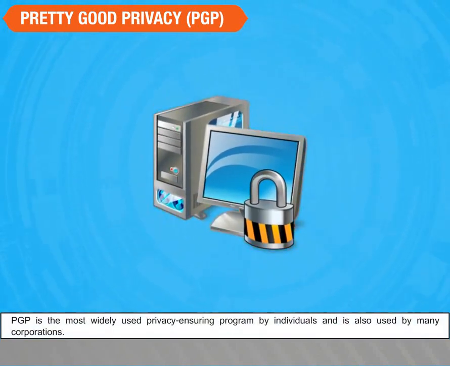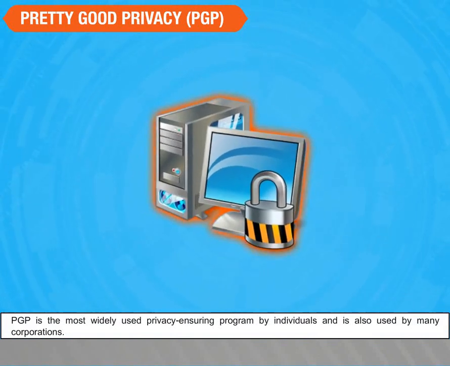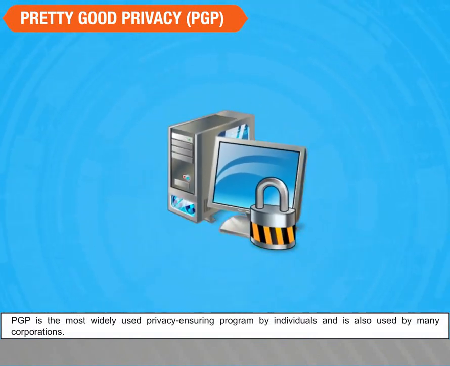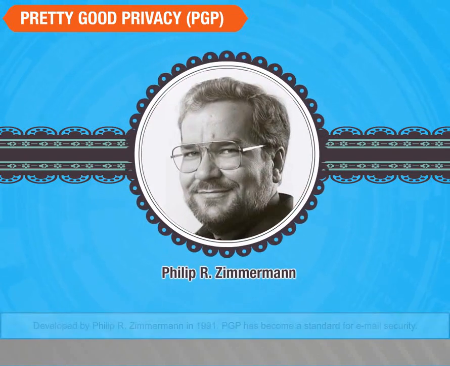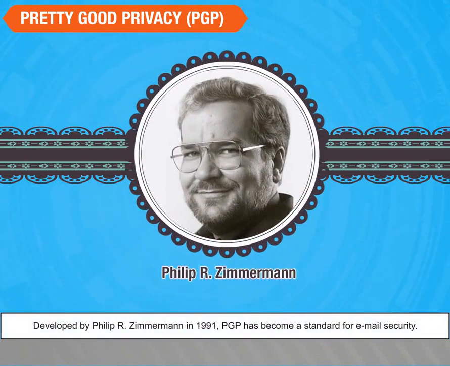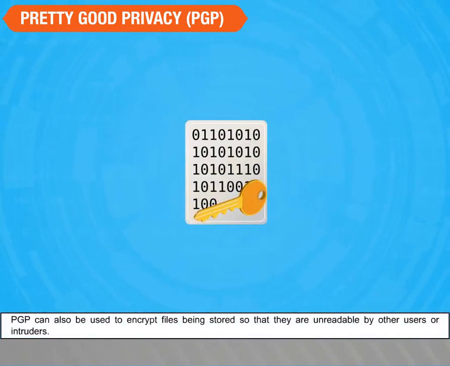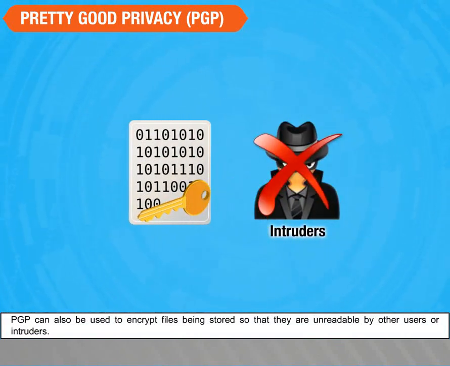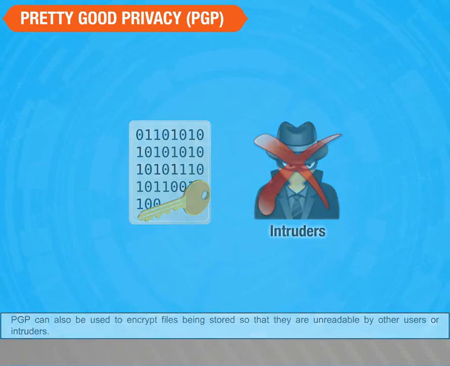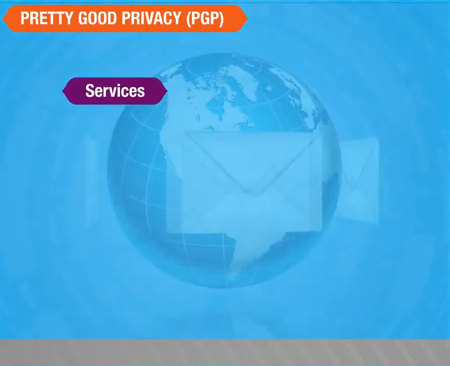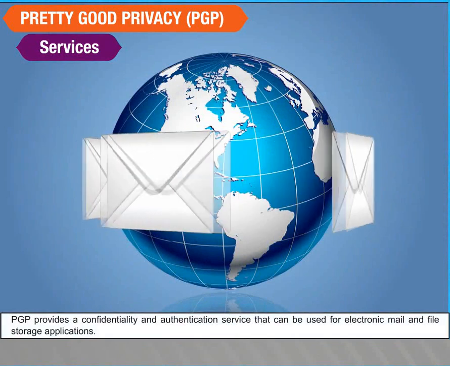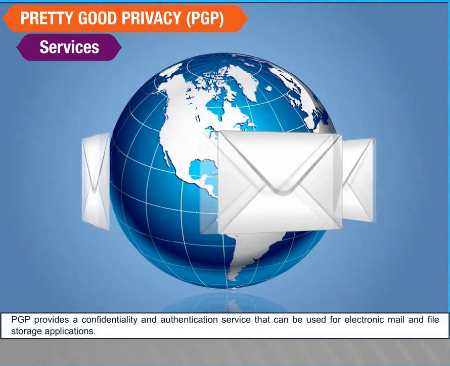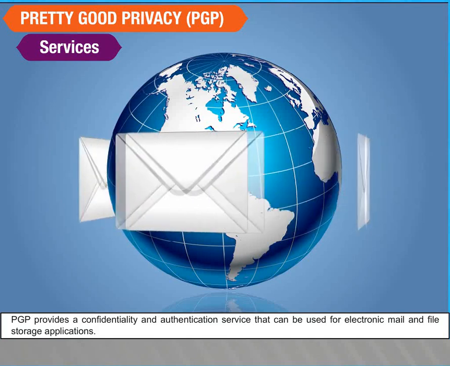PGP is the most widely used privacy-ensuring program by individuals and is also used by many corporations. Developed by Philip R. Zimmermann in 1991, PGP has become a standard for email security. PGP can also be used to encrypt files being stored so that they are unreadable by other users or intruders. Services. PGP provides a confidentiality and authentication service that can be used for electronic mail and file storage applications.